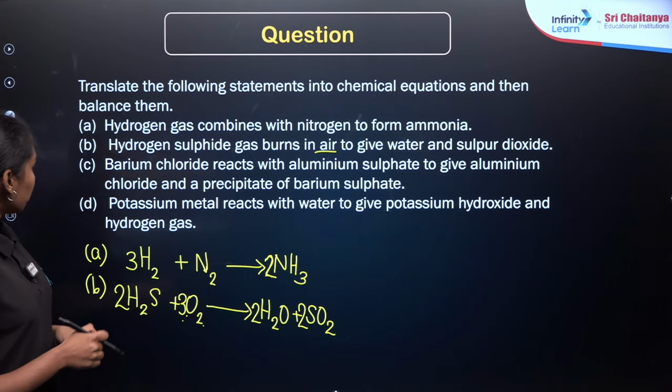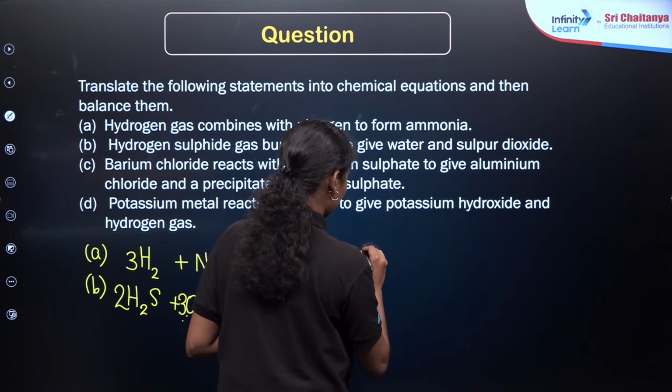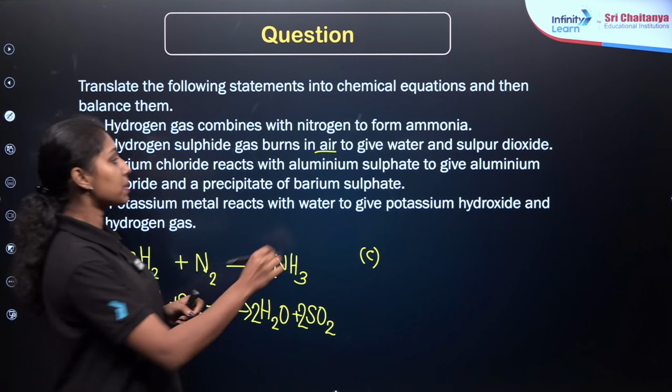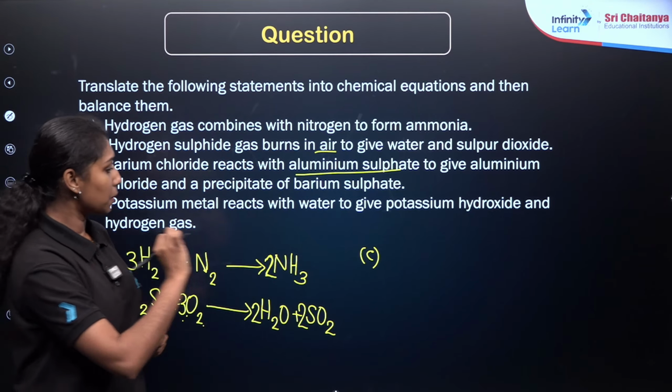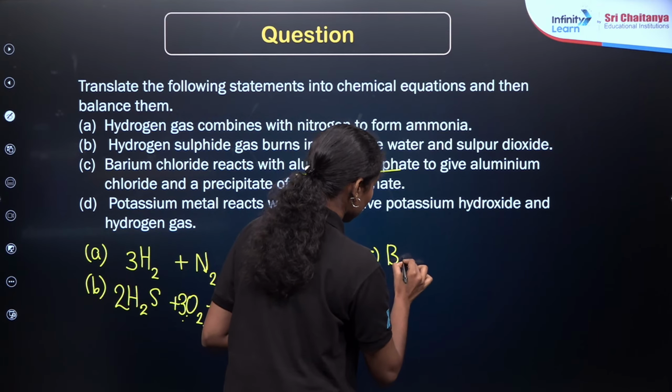Okay, fine. Now we are moving to the third equation. Barium chloride is reacting with aluminum sulfate to form aluminum chloride and barium sulfate. So what is the chemical formula of barium chloride? BaCl2, right?